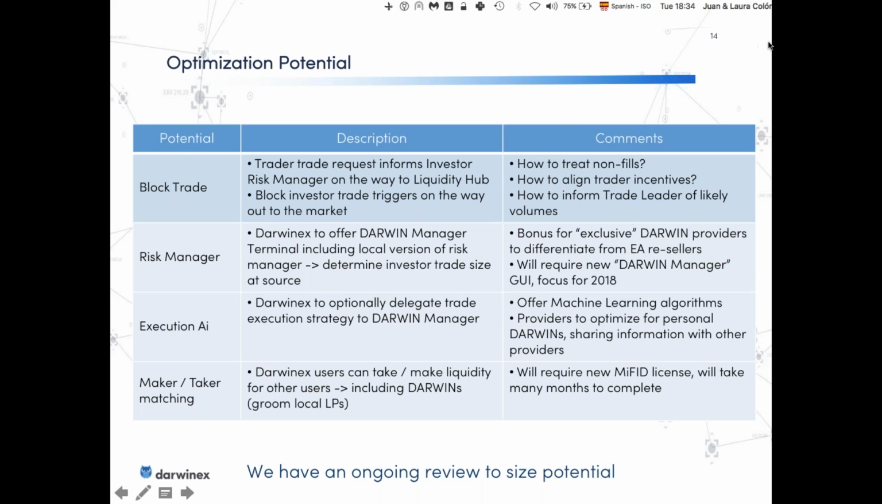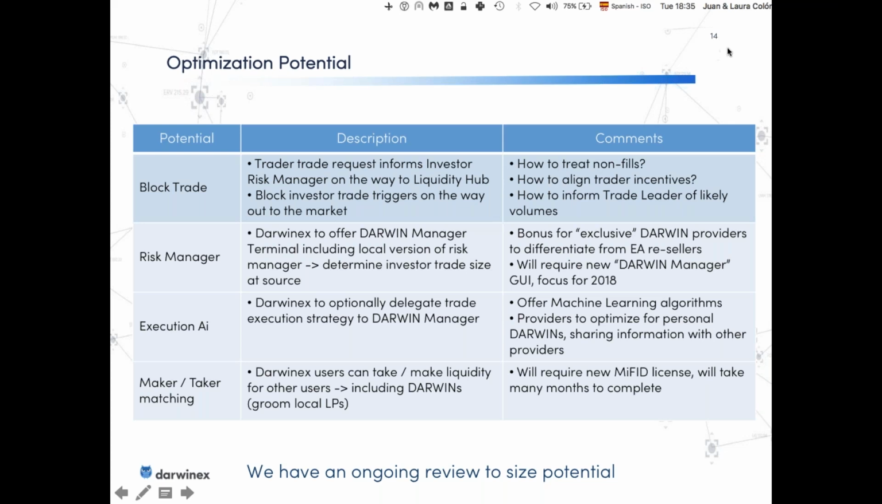So starting from that starting point, the options that we've got are as follows. The first one, as I've already mentioned, is the block trade. So we would basically take the trade request by the trader on its way to the market, so that we can reduce this latency structurally. Now, of course, there's no free lunch. So what happens if the block trade doesn't get filled? How do we treat that? How do we align the trader incentives so that the traders still have an incentive to continue trading with DARWINx? Because obviously, let's face it, we want the traders to continue trading with DARWINx and not be prejudiced by the fact that they've got investors.